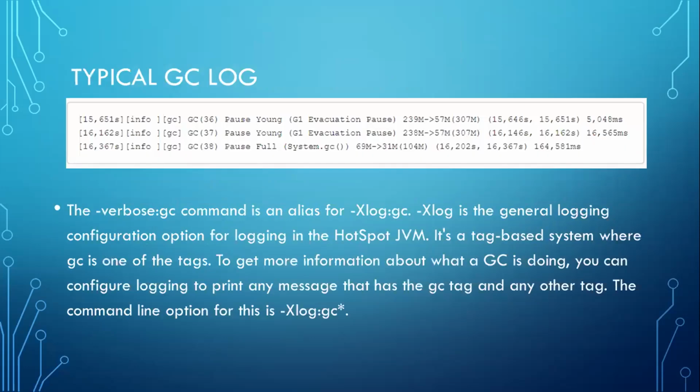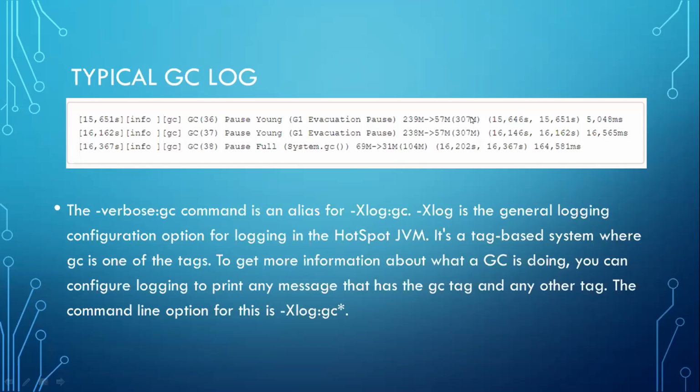Throughput and latency we covered. I would like to show you what a typical GC log looks like. You don't have to understand each and every portion of it. Here you are able to see pause young. That means this garbage collection happened in the young generation.